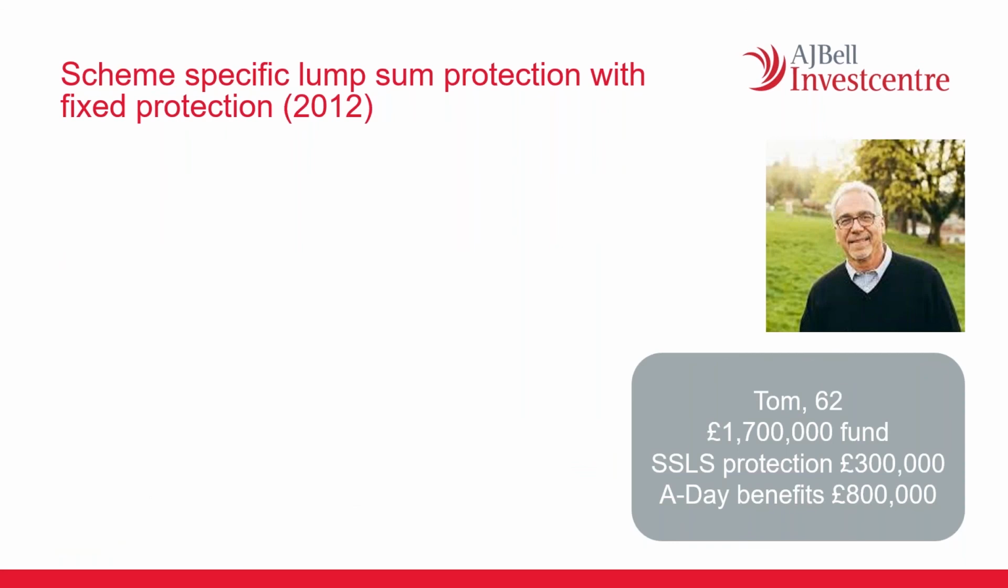Here we have Tom. Now Tom has got a £1.7 million pension fund, and he has scheme-specific lump sum protection of £300,000, and his A-Day benefits were £800,000. And he's got fixed protection 2012, so that would be the £1.8 million level. So when we work out what his pension commencement lump sum can be, he would still have his A-Day amount of £300,000 uplifted by 20% to £360,000. That would be the same whether or not he had the fixed protection.